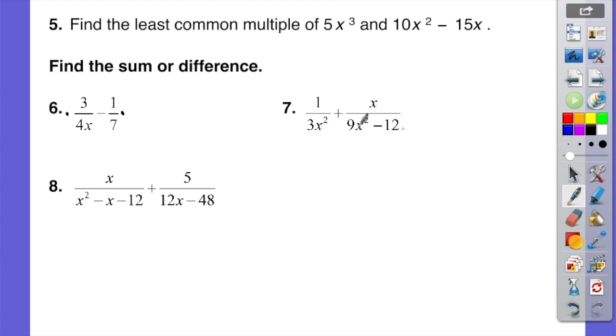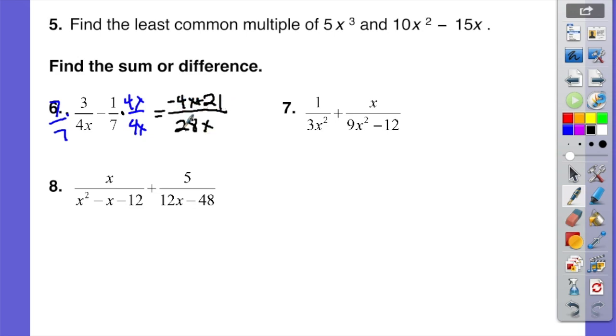This in blue for number 1. Number 6, I mean. So what is this side missing? 4x. A 4x. And what is this side missing? 7. A 7. Okay. So I'll do the denominator first. The denominator should be 28x. The numerator, that's going to be 21. I'll put it over here. And this is going to be negative 4x. Good. Plus 21.